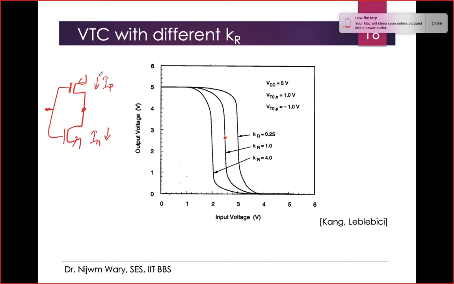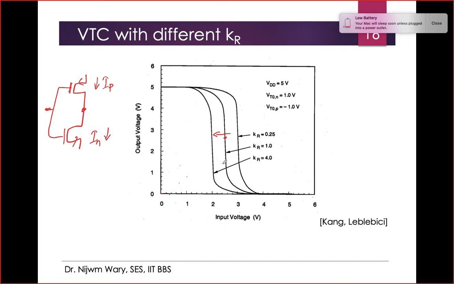So to get the previous same amount of current, definitely this curve will shift towards this side, right? Because this Vin is the VGS requirement of this NMOS, right? Following? So to get the same current IP, to balance this point, I can say that my VGS requirement will be smaller. That's why it will shift towards this side. Following?